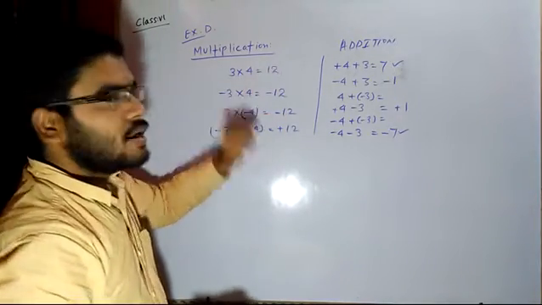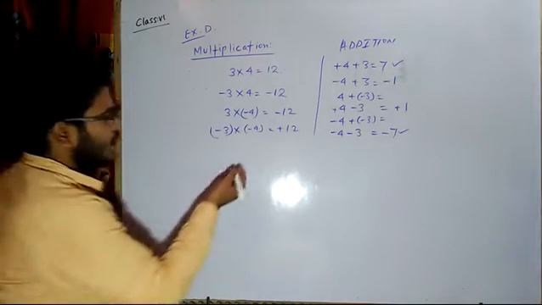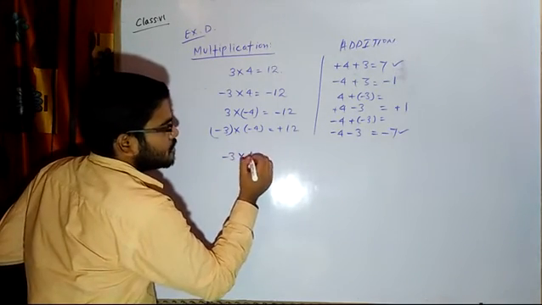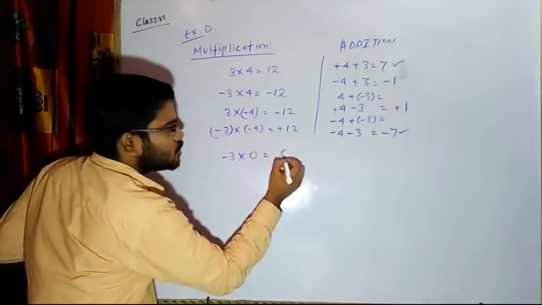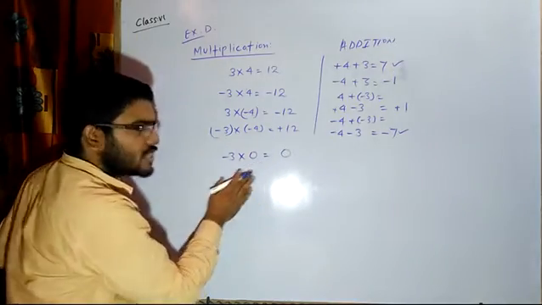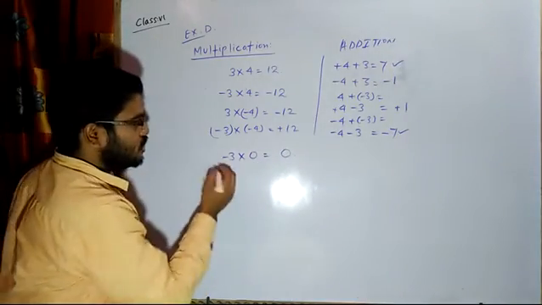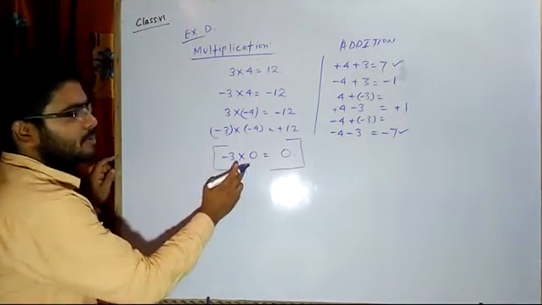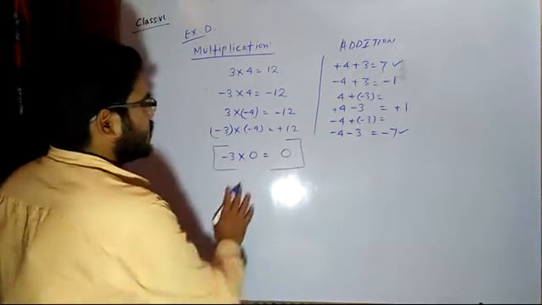Now if you have any number like minus 3 multiplied with 0, the answer will always be equal to 0. Why? Because any number multiplied with 0 will be equal to 0. Correct? Any number multiplied with 0 is always 0.